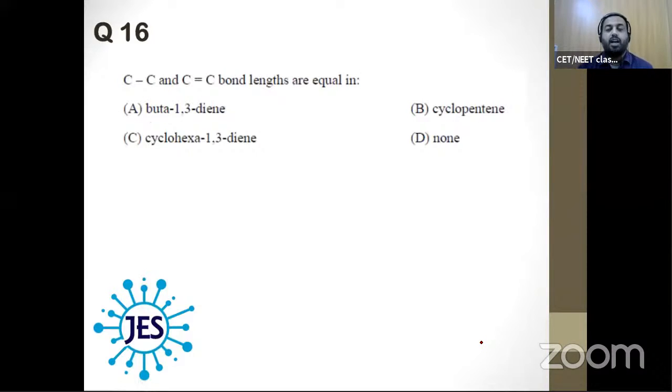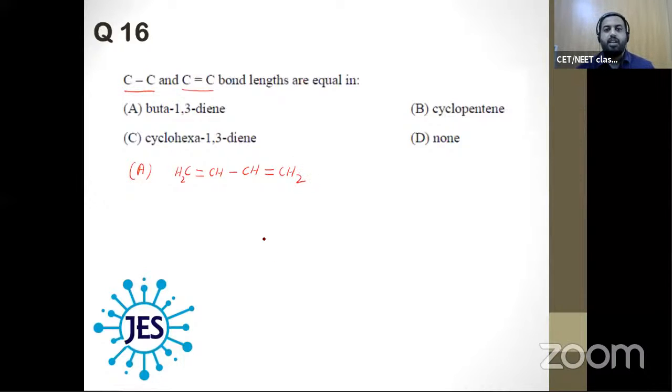Carbon-carbon single bond and carbon-carbon double bond lengths are equal in which of the following? This is a nice question. Check it out. First, let me write option A, buta-1,3-diene. Let me write its structure: CH2 double bond CH, single bond, CH double bond CH2. This is called buta-1,3-diene.